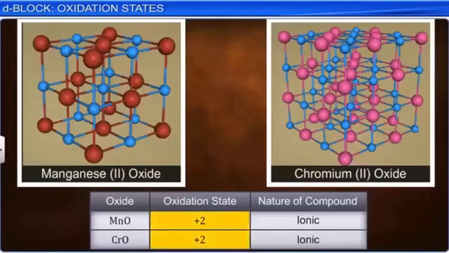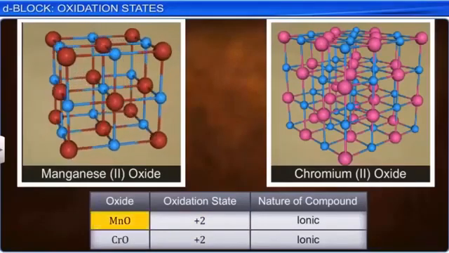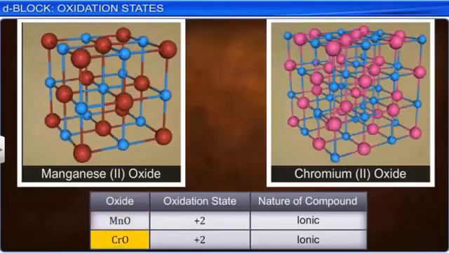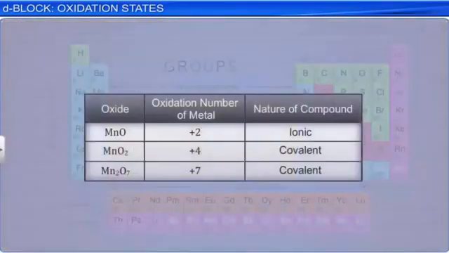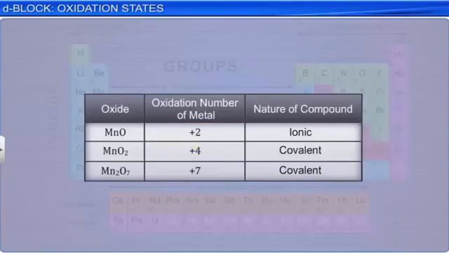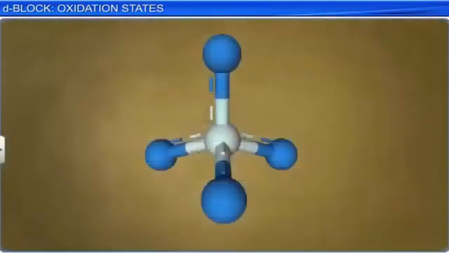In their lower oxidizing states, these elements form ionic compounds. For example, manganese(II) oxide and chromium(II) oxide are ionic in nature. The tendency to form ionic compounds decreases with an increase in the oxidation number of the metal. Higher oxidation states give rise to covalent compounds.